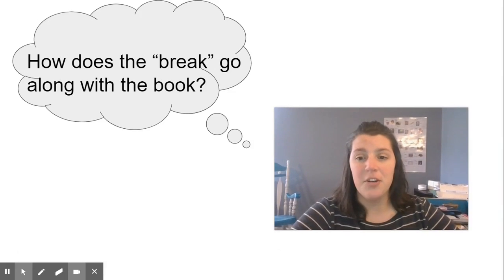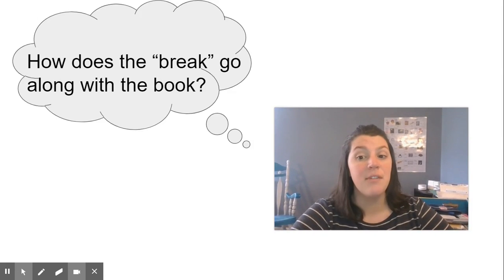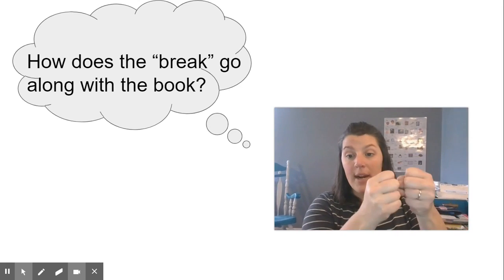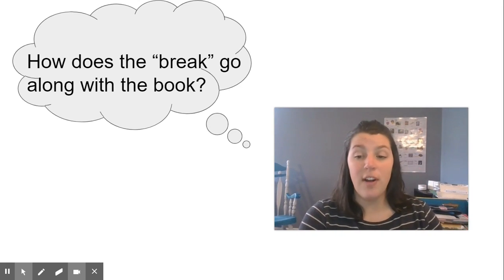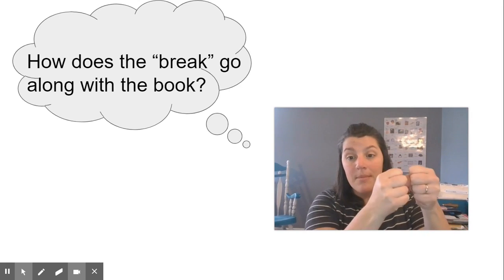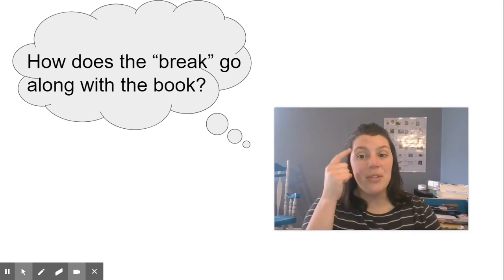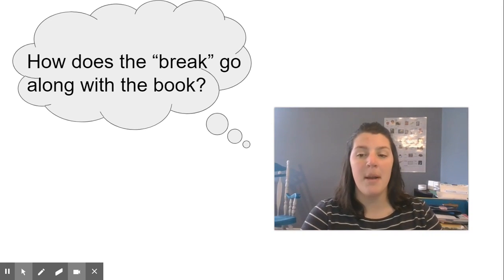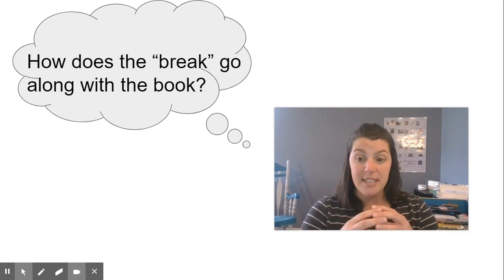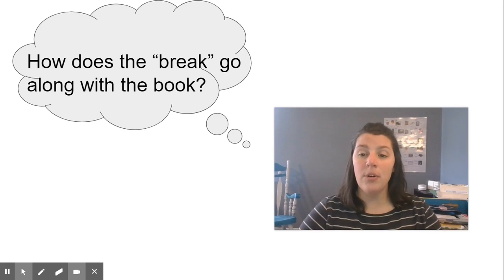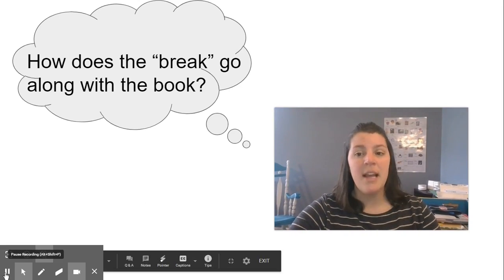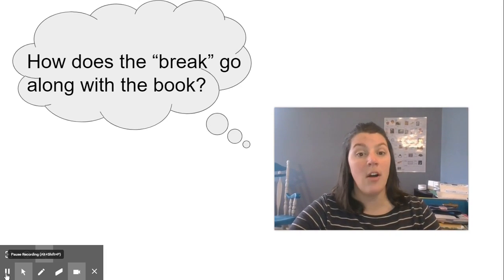Today, when you're reading your books, I want you to pay very close attention so that you notice if there is a pattern and you notice when the pattern breaks. Then, when you find that place where the pattern breaks, I want you to think, how does the break go along with my book? How does it fit with what was happening earlier in the book? See if you can find a place where your pattern breaks and decide how it goes along with your book.